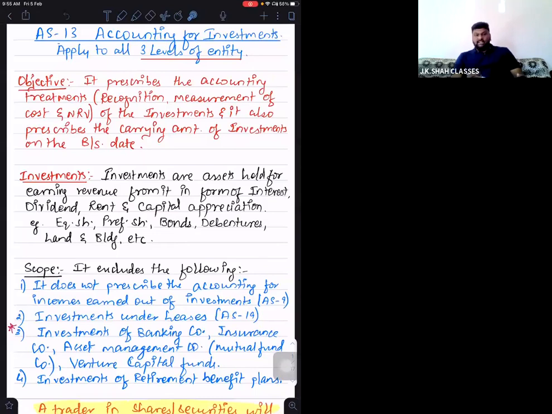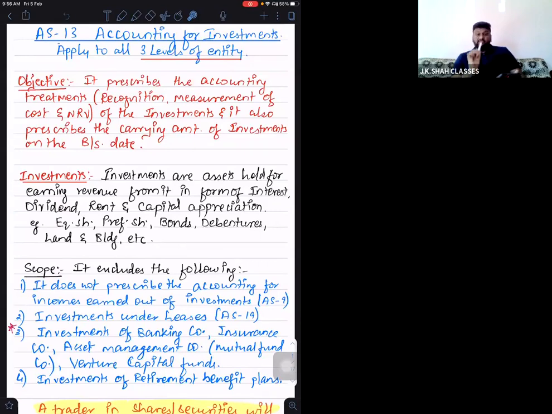Now, what is AS13? It is accounting for investments, where you are going to learn in detail the accounting treatment of investments. And if I'm not wrong, you might have already completed a chapter in your accounts for investment accounting, right? But again, we are going to do this as an accounting standard, because your chapter comes from AS13 only. Now, please understand, AS13, accounting for investments, is applicable to all the 3 levels of entities.